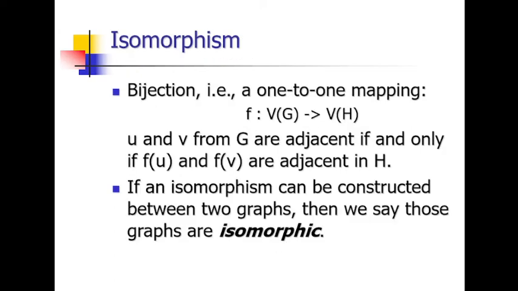What is isomorphic? Isomorphic means similar. Two graphs with a mapping, a bijection, a one to one mapping, and they are exactly the same. So from one particular graph the other graph can be obtained exactly, that would be isomorphic.